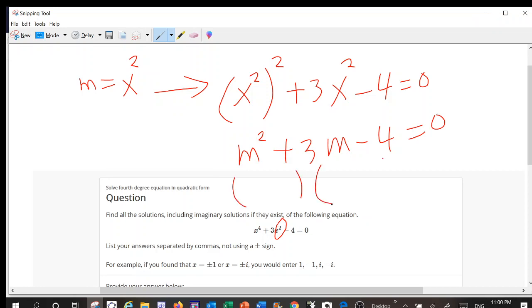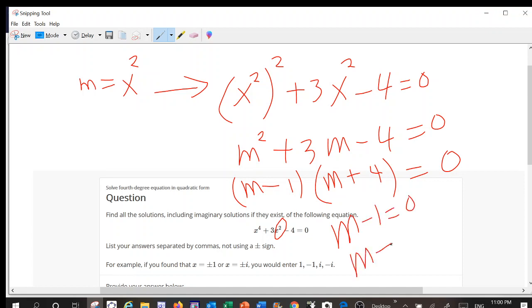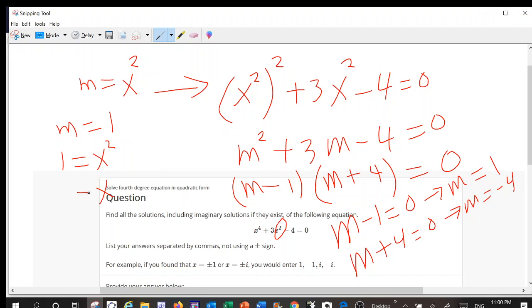Now, can we factor this? Yes. Find two numbers, you multiply, you get negative 4, you add, you get 3. Well, 4 and 1, plus 4 and minus 1. So either m minus 1 equals 0 or m plus 4 equals 0. So either m is 1 or m is negative 4. So if m is 1, then 1 equals x squared. So x is going to be, taking the square root of both sides, plus and minus 1. So that's good. That's two solutions.